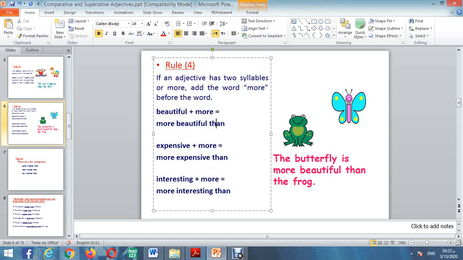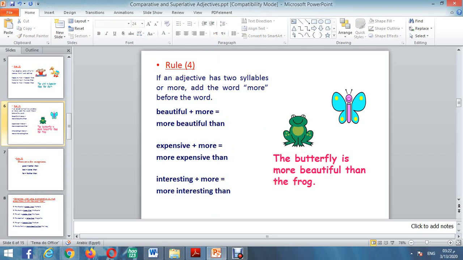beautiful than. Expensive also. Can we say expensiver, beautifuler, interestinger? We can't. So in order to make the pronunciation easy, instead of adding er to the adjective, we only use more before it. So more beautiful than, more expensive than, more interesting than, and so on.